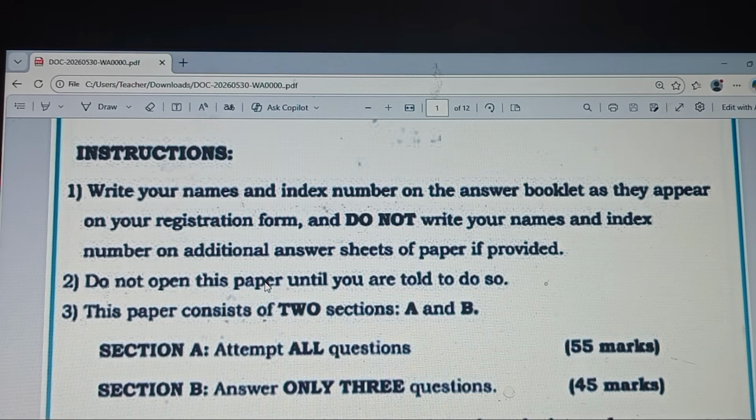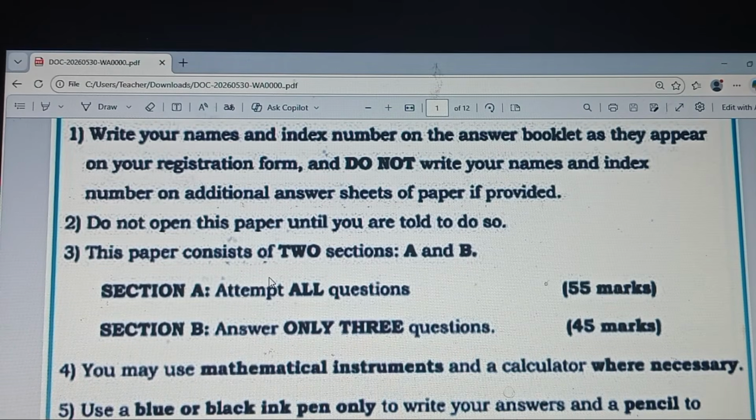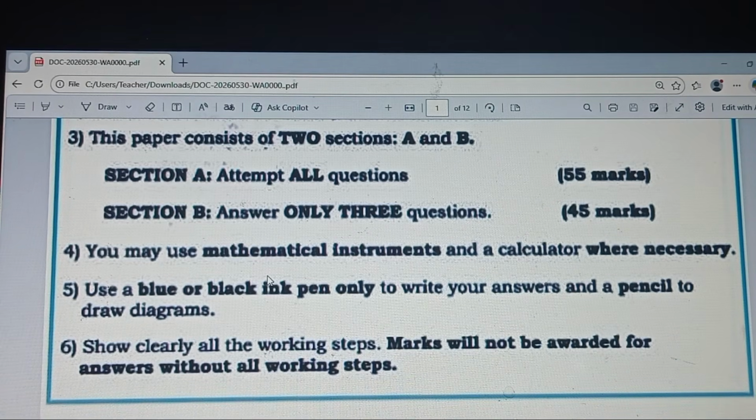Instruction number 3: this paper consists of two sections, section A and section B. For section A, you must attempt all questions. For section B, answer only 3 questions. Instruction number 4: you may use mathematical instruments and a calculator where necessary. Instruction number 5: use blue or black pen only, which means a lead pen is not allowed. Even for drawing, you may use pencils. Instruction number 6: show clearly all working steps.